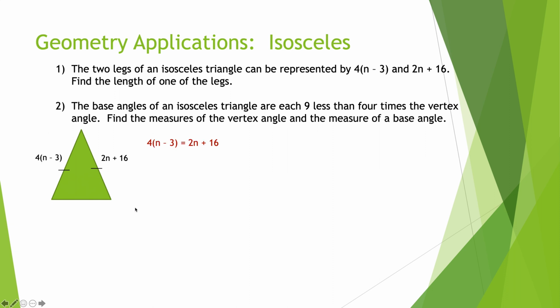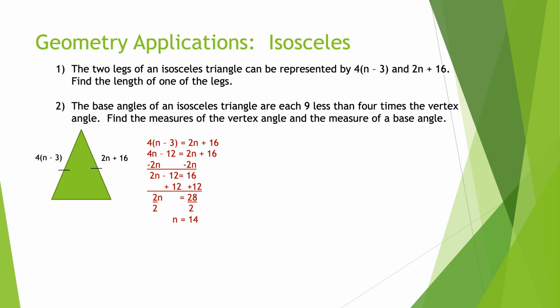So that means that 4 times n minus 3 must equal 2n plus 16. And we know that what we have to do is distribute the 4 before we go any further. I distribute the 4, and I get 4n minus 12 equals 2n plus 16. And then, opposite side, opposite operation. Subtracting the 2n, I get 2n minus 12 is 16. Add 12 to both sides. 2n is 28. Divide by 2. n is 14. Okay, so that tells me that's the correct answer.